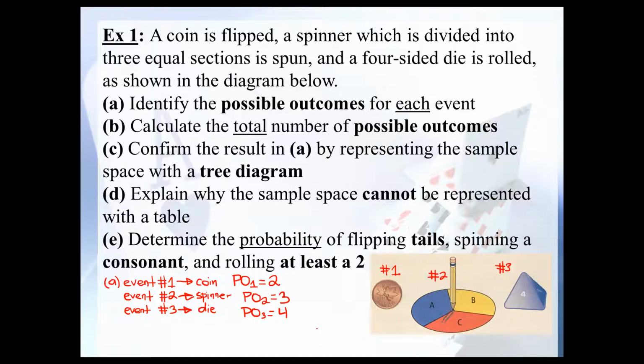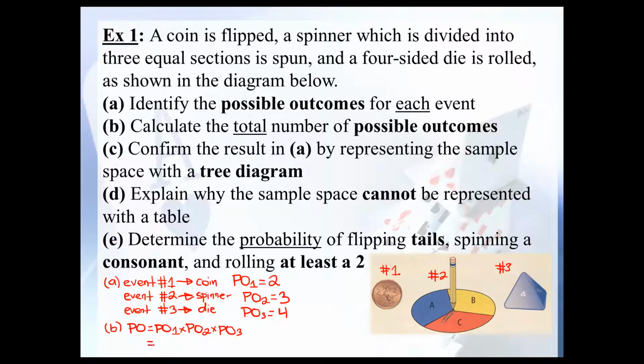Now, B says calculate the total number of possible outcomes. Now, if I didn't just show you that previous equation, we would need to actually draw a tree diagram or a table to do this. Although in this example, the table actually doesn't work. But we can use that equation I just introduced to you. So here's how it works. Okay, so B, the total number of possible outcomes would be equal to the possible outcomes for event number 1 multiplied by the possible outcomes for event number 2 multiplied by the possible outcomes for event number 3.